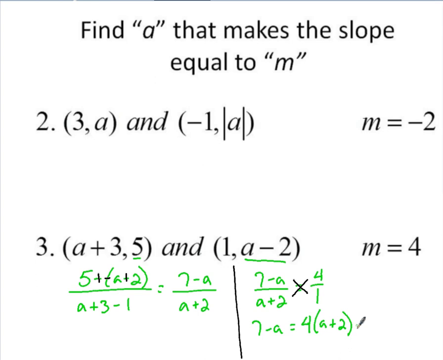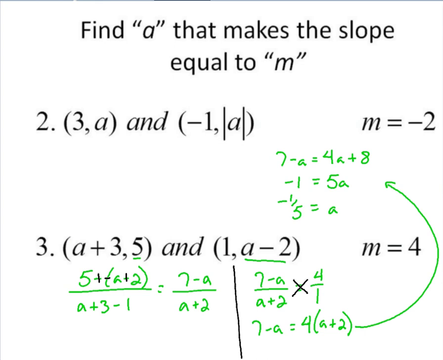Let's distribute some things out. Kind of running out of room here, so I'll bring it up here, carry over this problem. That's 7 minus a equal to 4a plus 8 when I distribute through. I think what I'm going to do is go ahead and add this a over to the right. That makes this 5a. And subtract this 8 over to the left. 7 minus 8 gets negative 1. Divide by 5 to both sides. A is going to be negative 1/5.